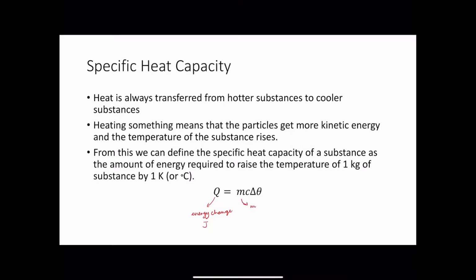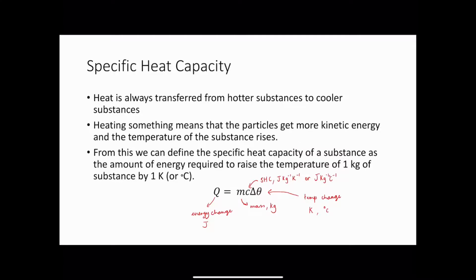M is the mass of our substance, measured in kilograms. C is the specific heat capacity, and that's measured in joules per kilogram per Kelvin, or joules per kilogram per degree C. And theta is our temperature change. Again, that's measured in mainly Kelvin at A-level or degrees C.